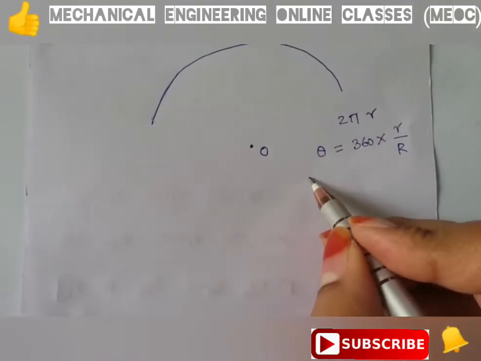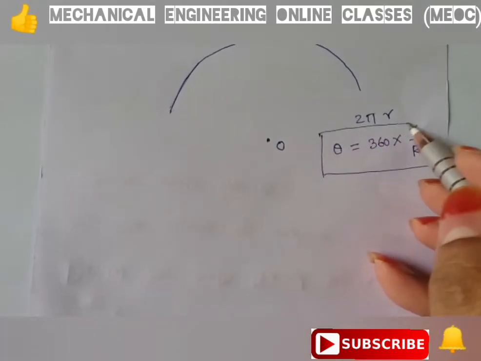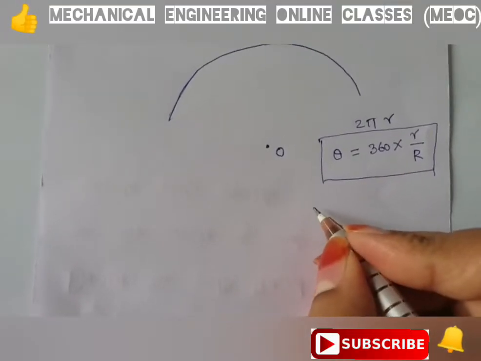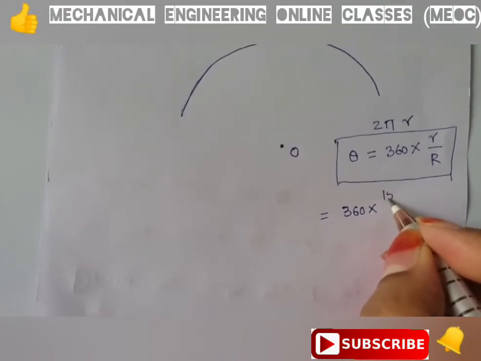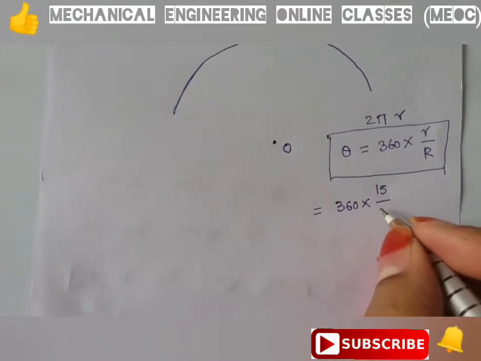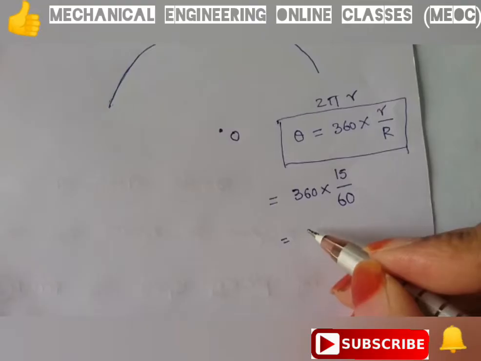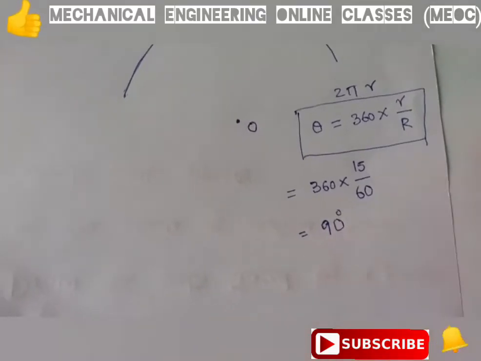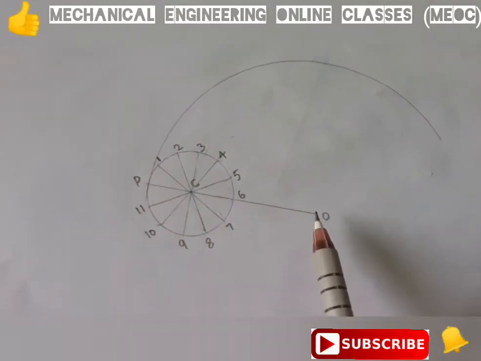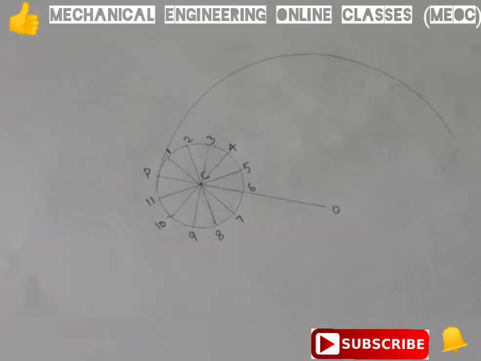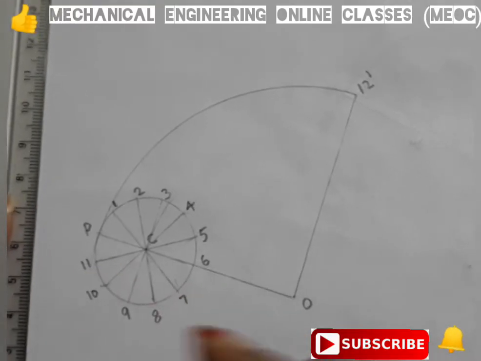How we got this formula is already explained in the previous video. Please check the link given in the description box. Now we shall calculate the theta value. It is 360 into small r, which is 15, divided by capital R, which is 60. It will be 90 degrees. So from OP I will measure 90 degrees and draw a line from point O. O12 dash is the line which is at 90 degrees to the OP line.